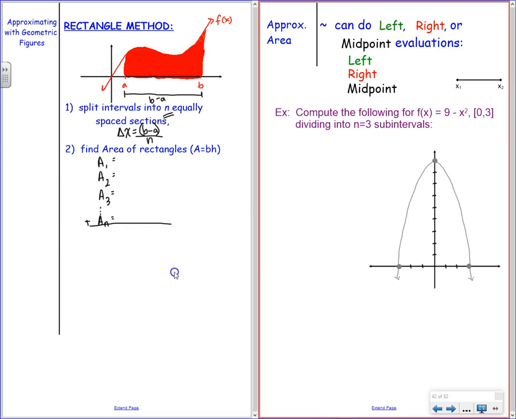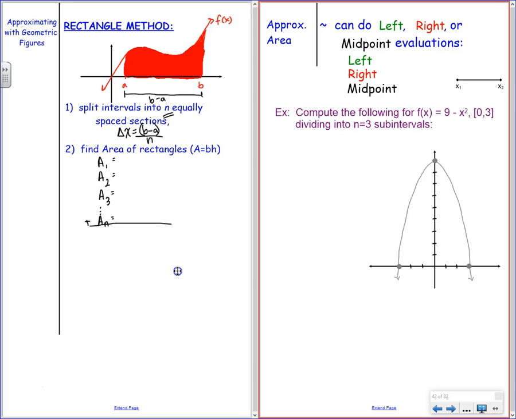This is a general idea of what our goal is. To take a distance A to B, which we're going to find by subtracting A from B. B minus A is the distance. We're going to partition that into n pieces. If they want 4 rectangles, we'll split it into fourths. If they want 8 rectangles, we'll split it into eighths. If they want 20 rectangles, we'll split it into 20ths. We partition this distance into n subintervals by dividing.